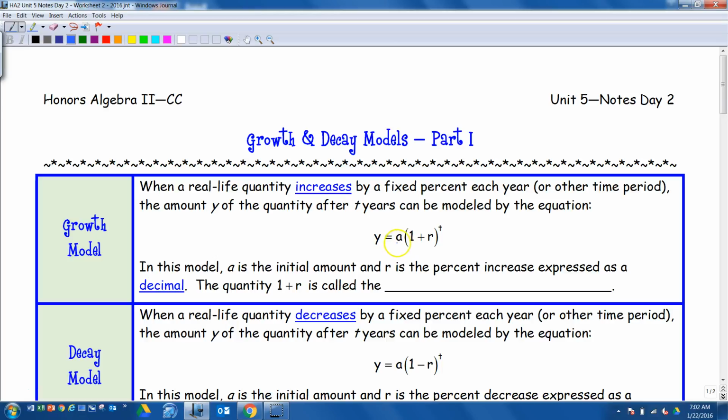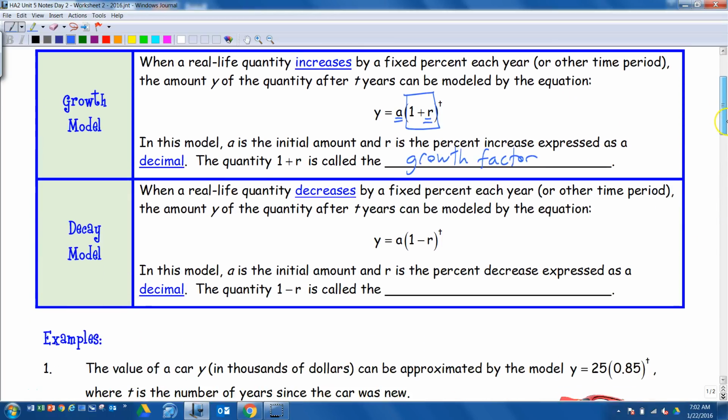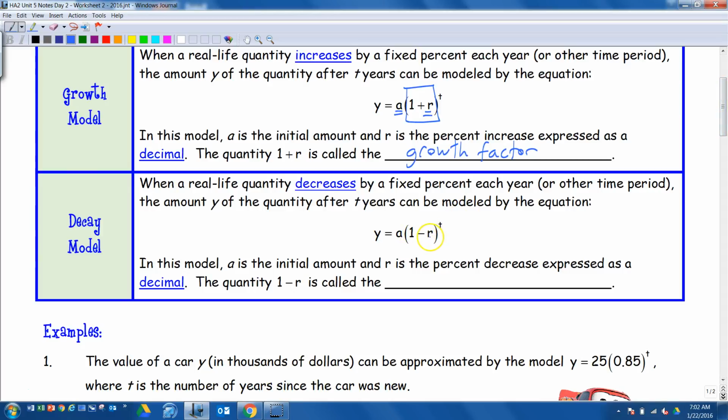So a is the initial amount, that's always your starting amount. r is the percent increase in this case, and we express it as a decimal always. This total quantity is called the growth factor, and actually I think I mentioned that yesterday. Okay, decay is the same thing except it's 1 minus the rate, so it's decreasing by that fixed rate each year. This whole thing is called the decay factor. So that's different than the actual rate, the percent decrease.